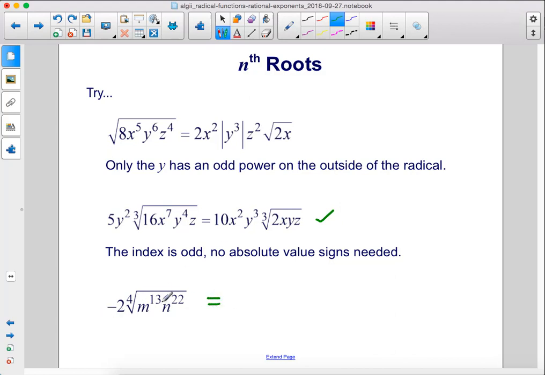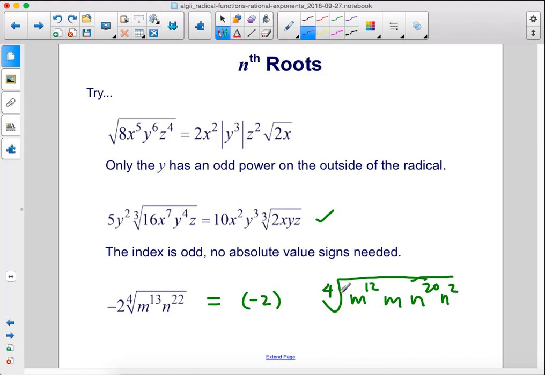Moving on, we have -2 times the 4th root of m to the 13th power times n to the 22nd power. So we're going to rewrite these with exponents that can be divided by 4. So we have the -2 out front, which I'll just put there, a 4th root of m to the 13th power. The next lowest number that's divisible by 4 is 12. So we'll write m to the 12th power times m to the 1st power, because 12 plus 1 is 13. We'll rewrite n to the 22nd power as n to the 20th power, because 20 is divisible by 4. And then we need 2 more, so n to the 2nd power.